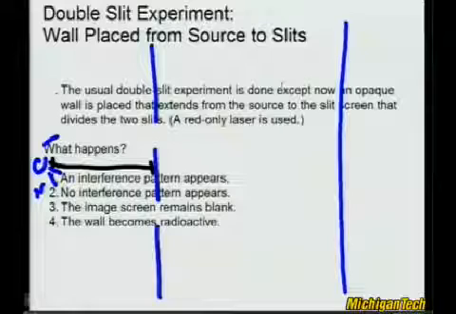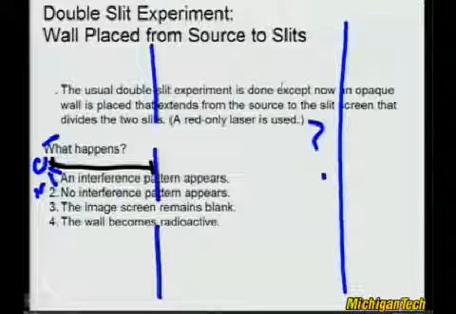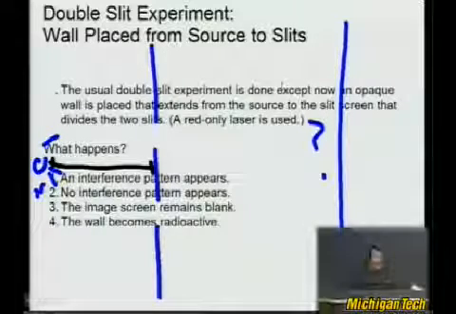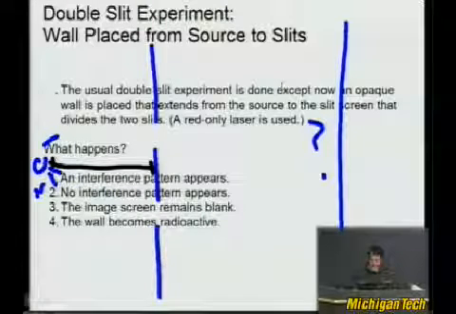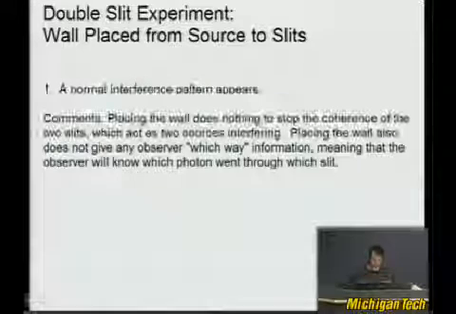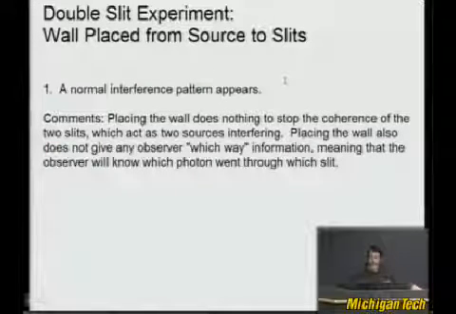What happens? What do you see when you put up a wall? Do you see an interference pattern? Do you see no interference pattern? Does the image screen remain blank, or does the wall become radioactive? If there are photons trying to go there, they can't because there's an opaque wall. We're running out of time, so I will tell you a normal interference pattern occurs.